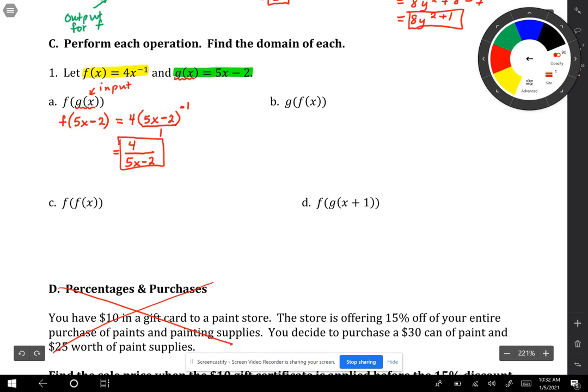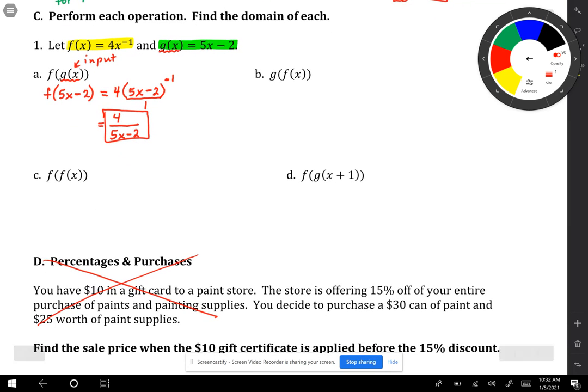And then the domain, x cannot be, remember, you just can't have 0 in the denominator. So you want to take the denominator contents and set it equal to 0. Add 2 to both sides. And then divide by 5. X equals 2/5. So your domain is all real numbers except x equals 2/5.